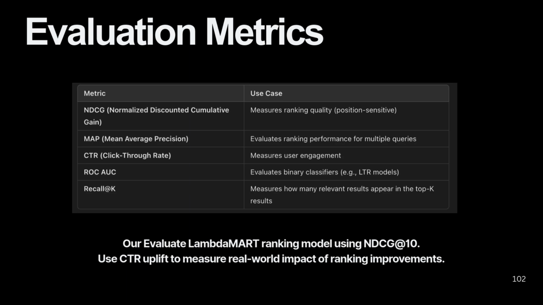Let's talk about evaluation metrics. NDCG is a very good metric in this case. The idea here is to measure ranking quality. LambdaMART could use NDCG as a metric. You can use mean average precision, which evaluates ranking performance for multiple queries. CTR measures user engagement. ROC AUC evaluates a binary classifier, like in our case with the smaller model that we used, which can be evaluated as a binary classifier.